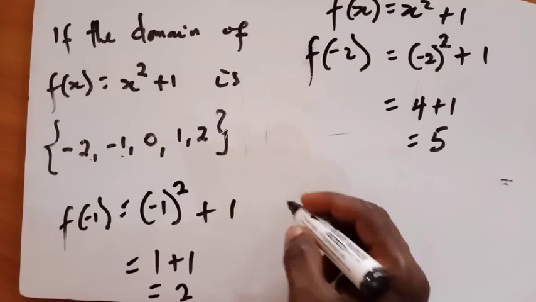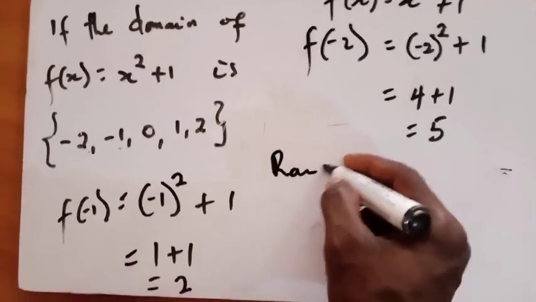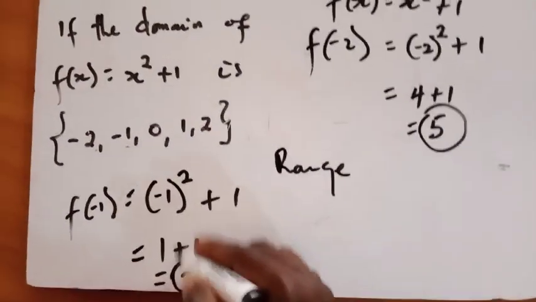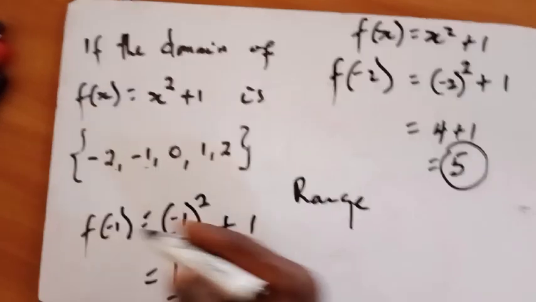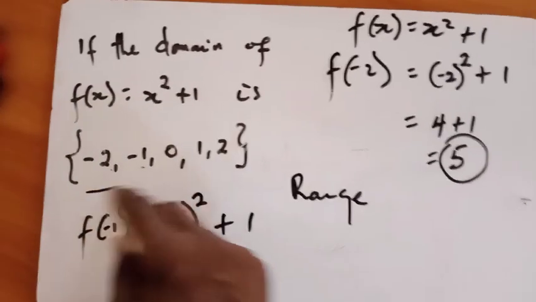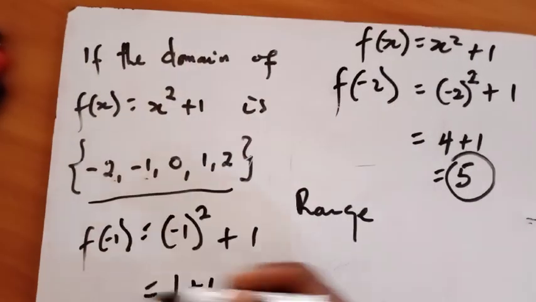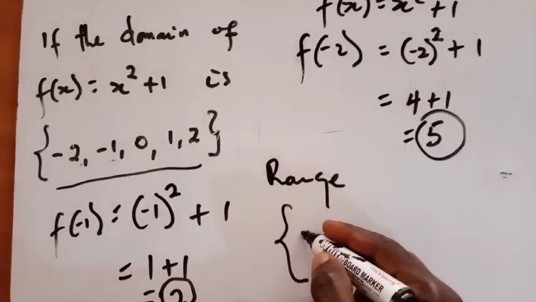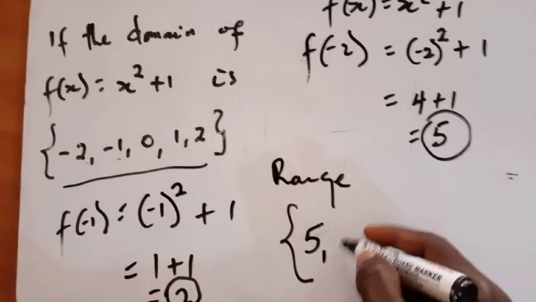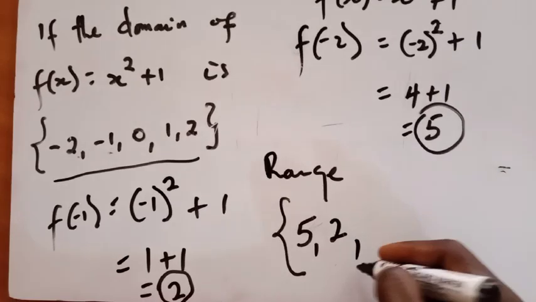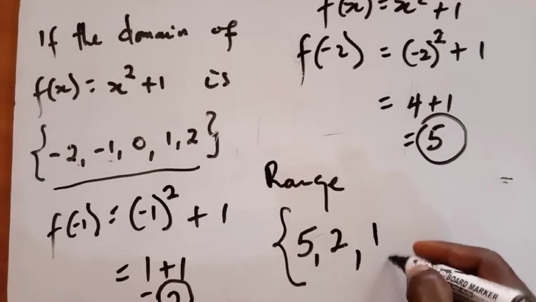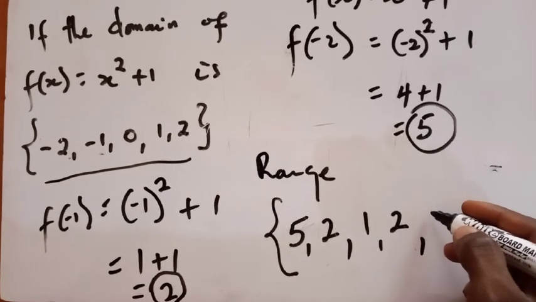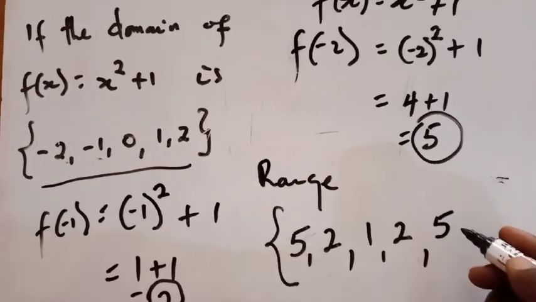So now, according to my calculation here, this is what we are calling the range. Any answer that you get after substituting these values into the function is part of the range. Plugging these amounts into the system, the charges that you get at the end are what we are calling the range. First we had 5, then we had 2, then 1, and then another 2, as well as 5.